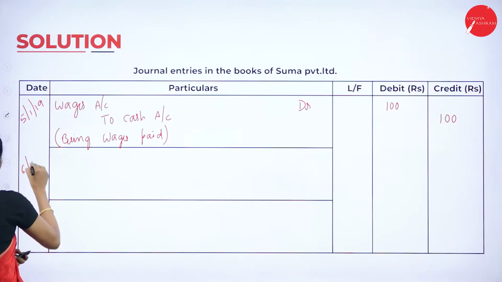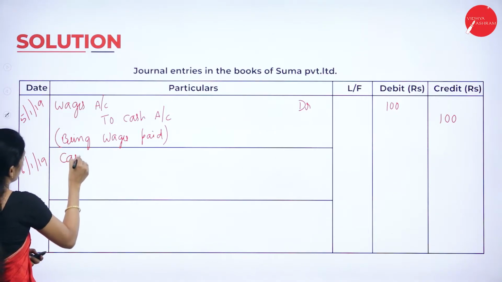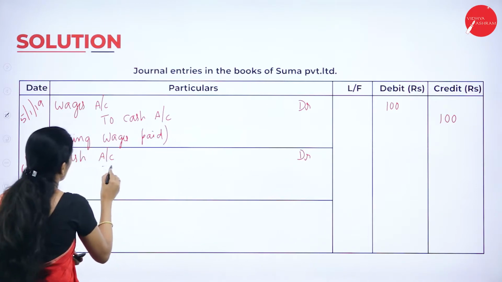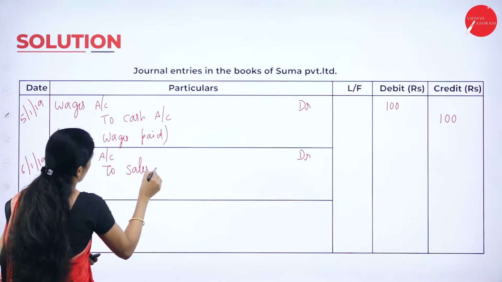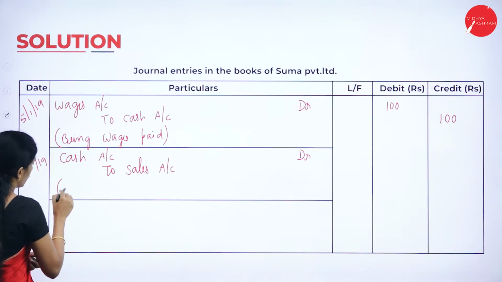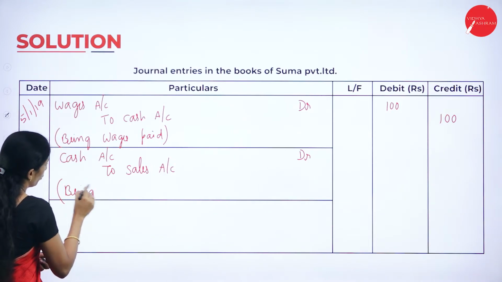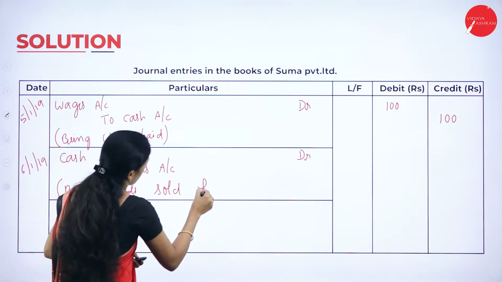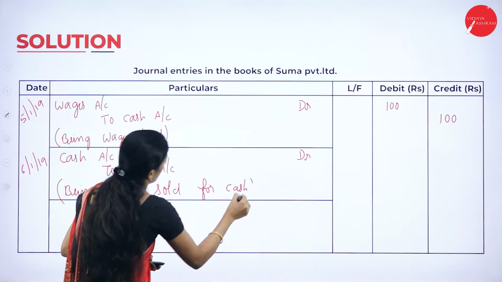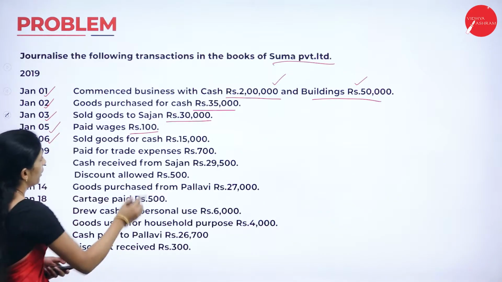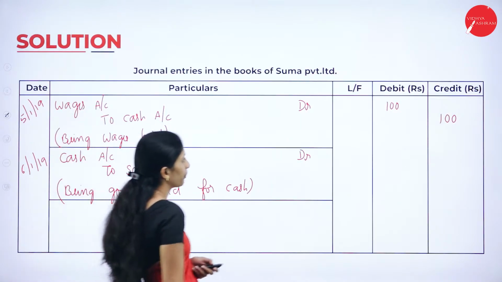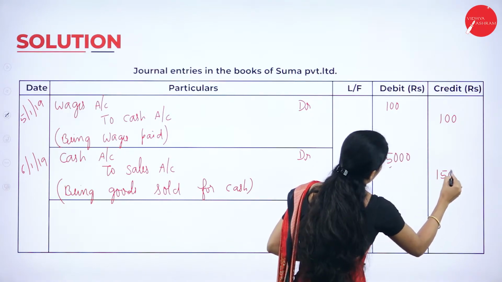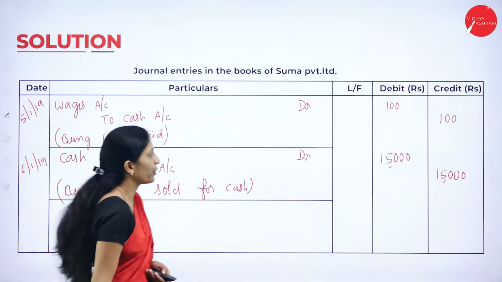So 6/1/2019, cash account debit to sales account. Write the narration: being goods sold for cash. And what is the amount? The amount is 15,000. 15,000 in the debit side and 15,000 in the credit side. So hope you are clear.